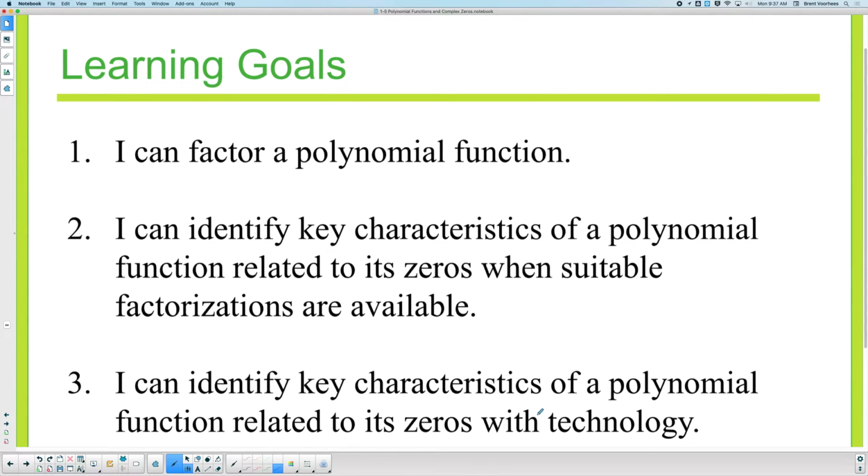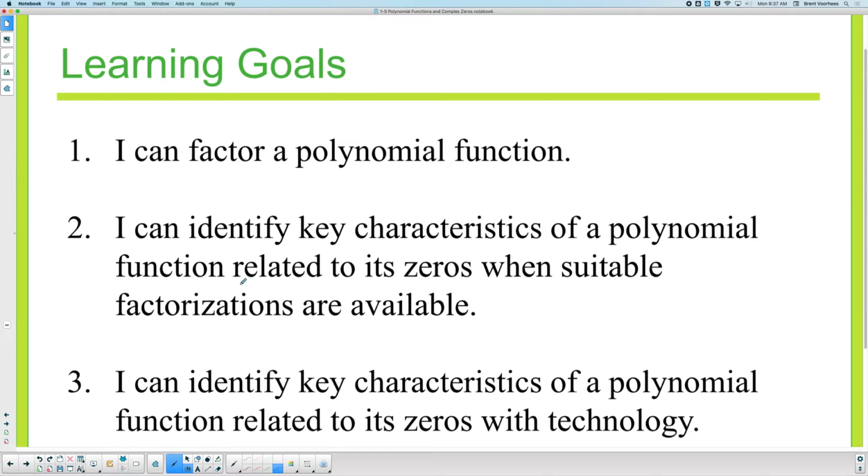All right, lesson 1-5. Polynomial functions and complex zeros. That's what we're going to call it. Today we're going to learn about factoring a polynomial function. Specifically, why we factor is because once we factor it, it's easier to identify key characteristics.